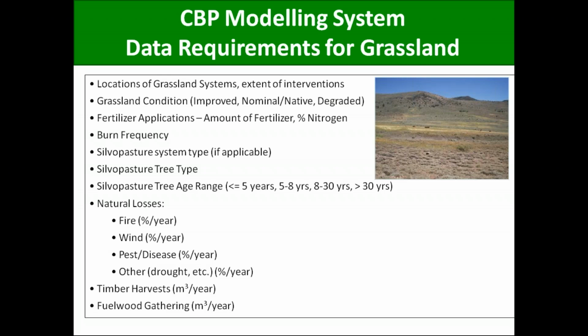Is it a silvopastoral system? So this means, are there any tree species or other woody species that are in your grassland system? If so, we need to account for the carbon that's in that woody biomass, as well as the carbon in the grassland itself. And then you have to describe tree type, tree age ranges, natural losses, losses from timber harvesting, and losses from fuel wood gathering. And you can see that these questions here are basically the same as those forest land questions. And any place in the system where you have trees or other woody biomass, you get the same repetition of these questions.